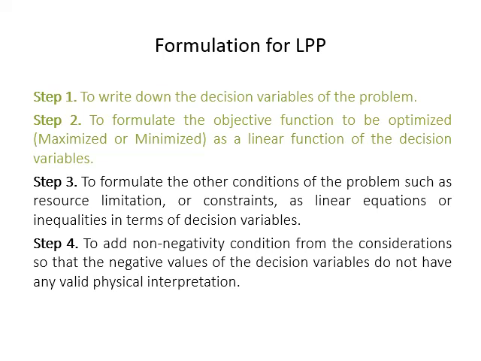Step 3 is about the constraints: to formulate the other conditions of the problem, such as resources, markets, other constraints, and interrelationships between variables, as linear equations or inequalities in terms of decision variables. So step 3 talks about the constraints under which the company should implement its function, either to maximize profit or to minimize costs.